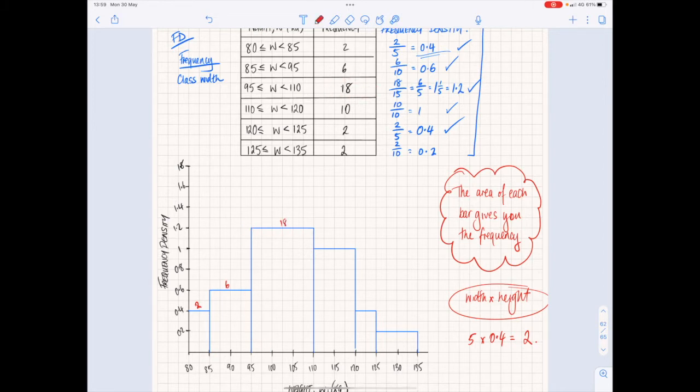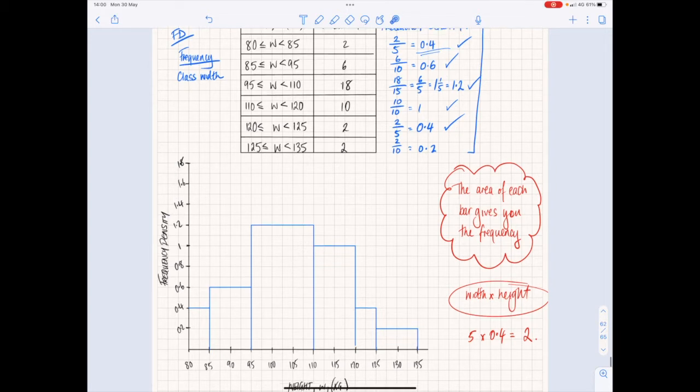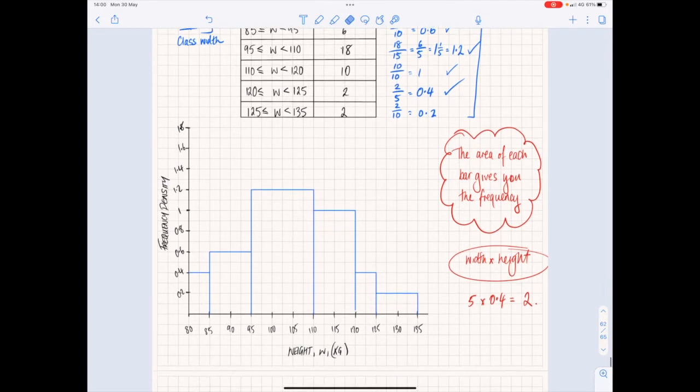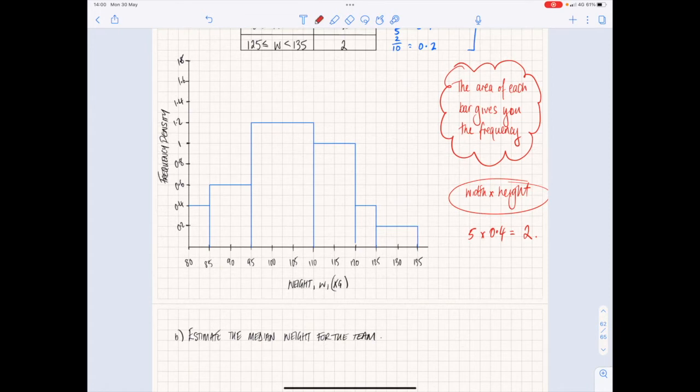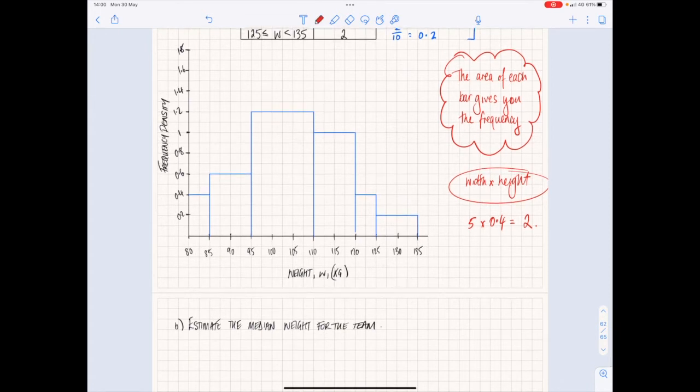Okay, so that's a really important point to note. The area of each bar gives you the frequency. We'll look at that a little bit later on about how that helps us with some other questions, especially when it comes to working backwards. Okay, so now let's move on to the next part of this. How can we interpret this histogram? What can we do to find the median?